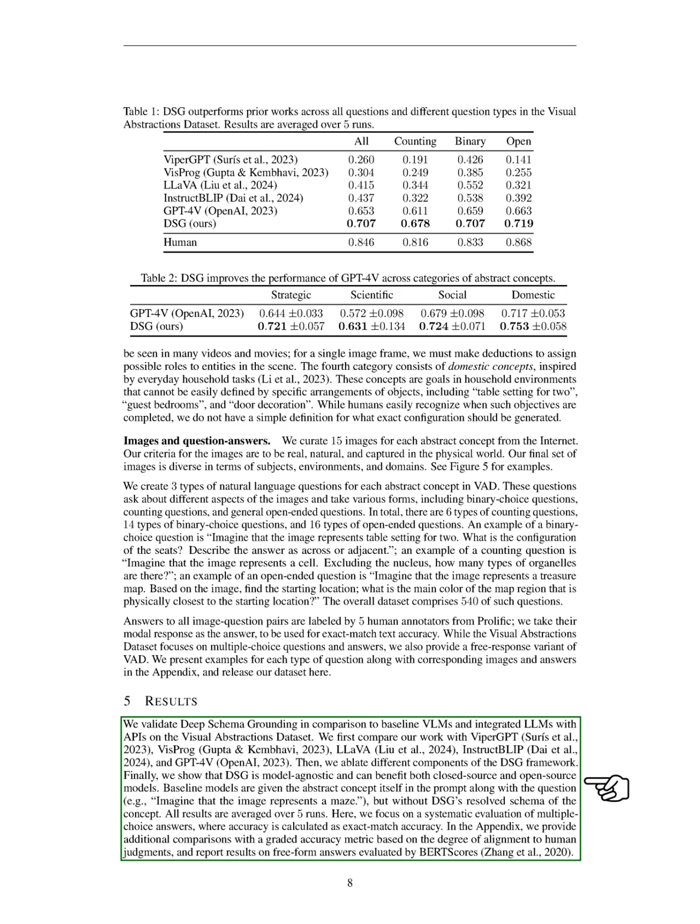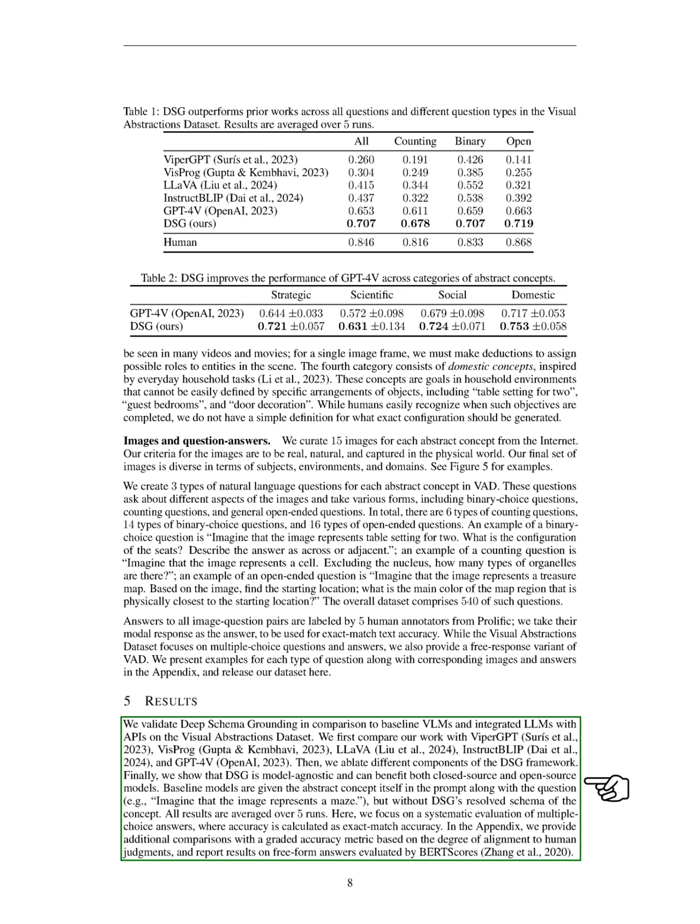In our results, we validate deep schema grounding by comparing it to baseline visual language models, VLMs, and integrated language models, LLMs, using APIs on the VOD. We compare our work with models like Viper GPT, VisProg, LLAVA, InstructBlip, and GPT-4v. We also analyze different components of the DSG framework and demonstrate that it is model agnostic, benefiting both closed source and open source models.